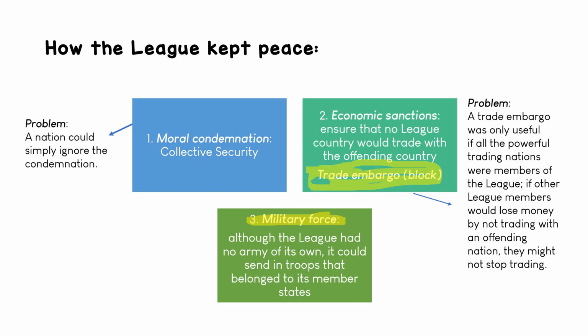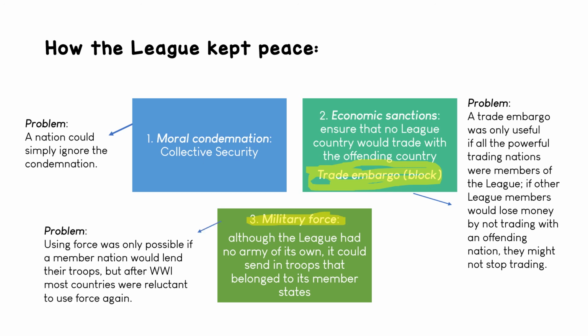And finally, countries were often hesitant to use a trade embargo because after the First World War, their economies were in ruins and they didn't want to lose money by blocking a trade partner. So they actually didn't want to use this strategy because it might end up hurting their economy as well.